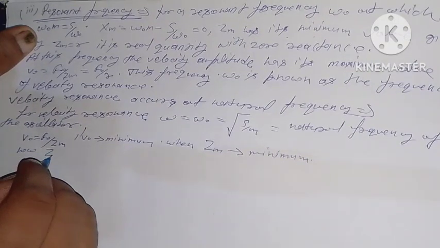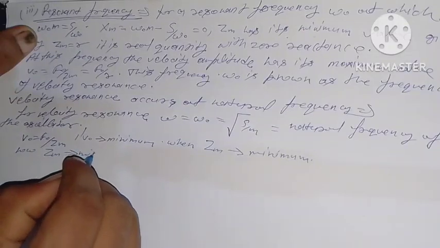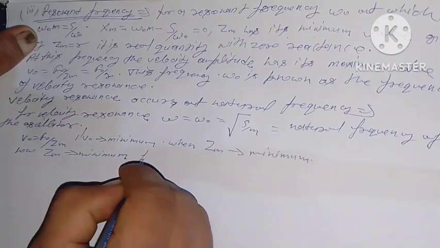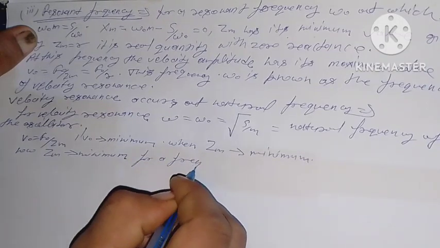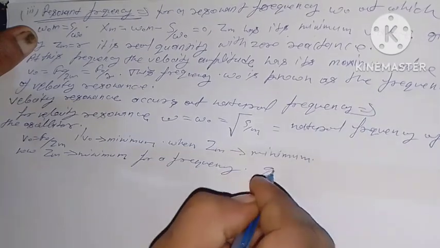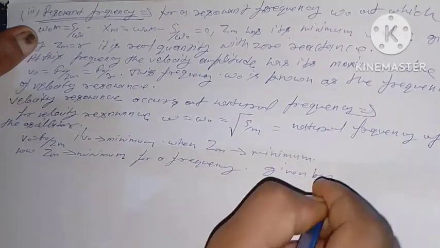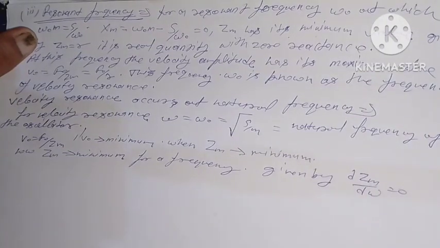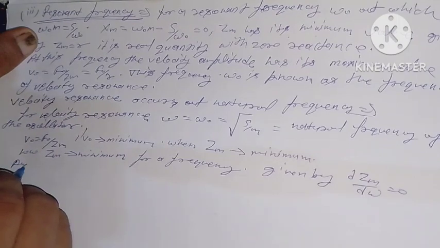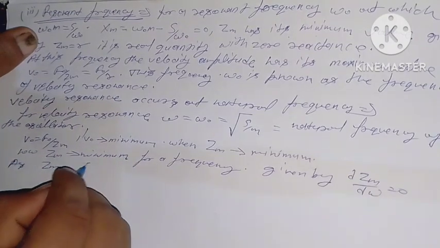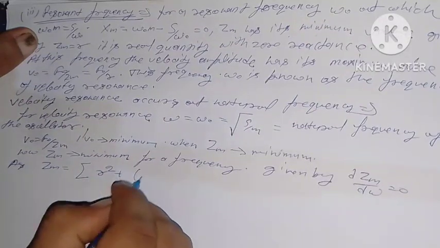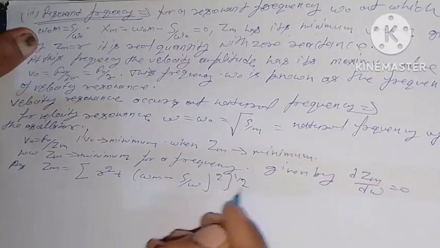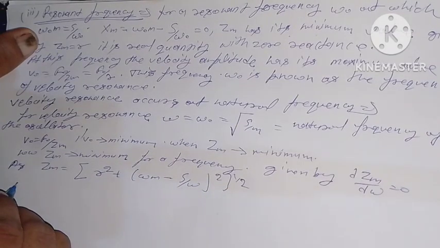Now Zm is minimum for a frequency given by dZm upon d omega equal to 0. As Zm equal to in bracket R square plus omega m minus S by omega whole square, whole to the power 1 by 2.